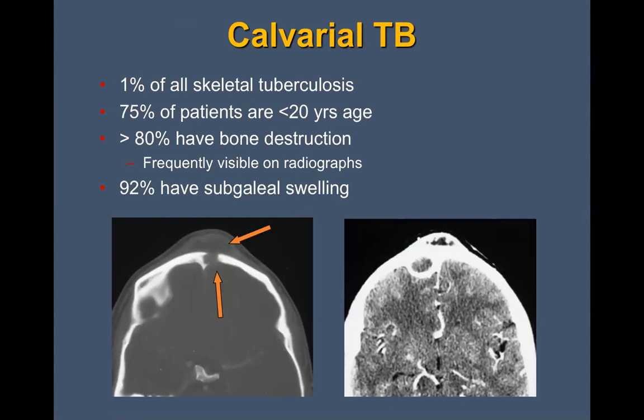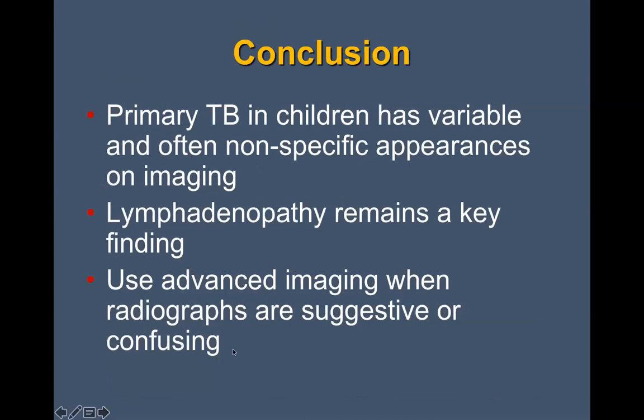Most of the time you're going to have some subgaleal swelling, so you're going to clinically be able to tell that you've got something going on in the skull. CT can be quite helpful in making sure you don't have significant intracranial involvement that's associated with that skull TB. So this really covers a pretty broad overview of what happens in children and how we approach our imaging.